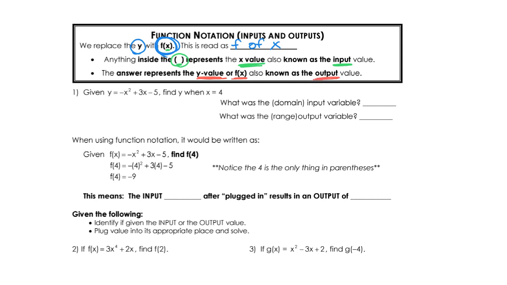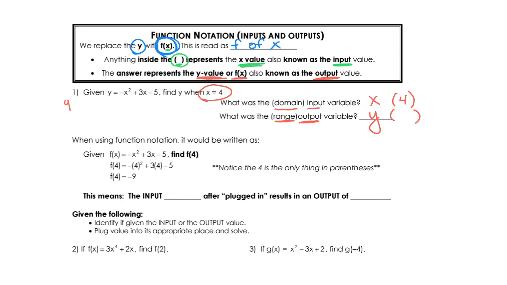So in number 1, it says given y equals negative x squared plus 3x minus 5, find y when x equals 4. So they want to know, what was the domain input variable? Well, domain and input is your x. That's your x variable. And in this question, the number is going to be 4. That's what's going in for x. And they want to know what the range or the output variable is. Well, the output variable will be your y, but we don't know what we get yet. So we're going to have to go ahead and do that.